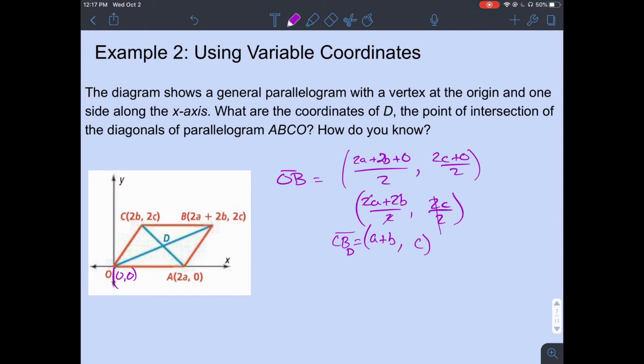So now let's look at that just to make sure we did it right. Let's check the other one. So let's look at segment CA.